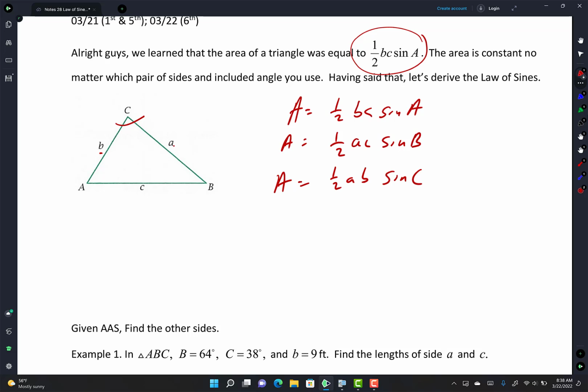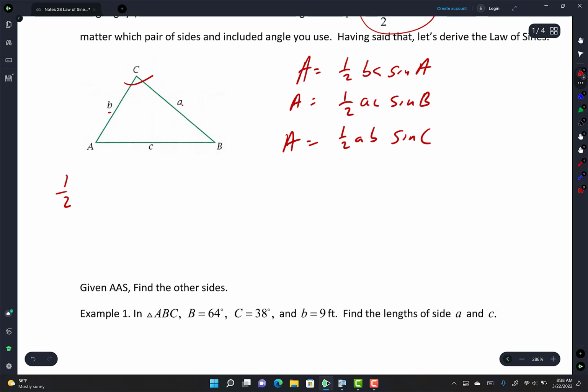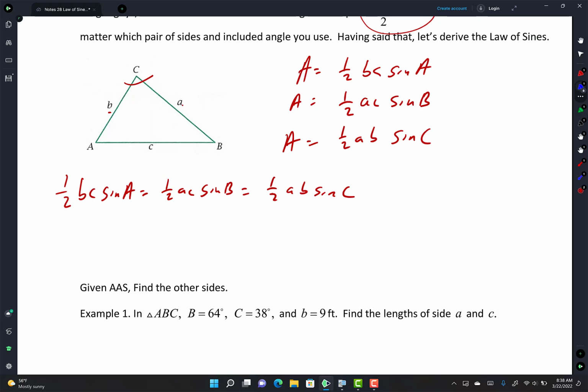So what we're going to do is set them equal to each other. We're going to write 1/2 BC sine A equals 1/2 AC sine B equals 1/2 AB sine C. And then we're just going to cancel some stuff out really quick. That half, because there's an equal sign on all of them and it has a half on all of them, we can just cancel them out. We're going to divide each one of these products by ABC.